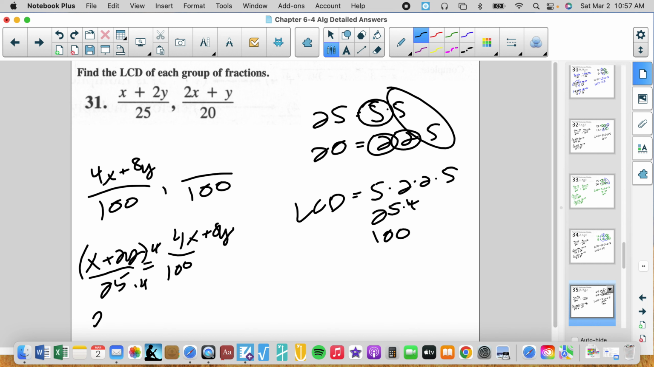And we have 2x plus y over 20, which is times 5, which is 10x plus 5y.